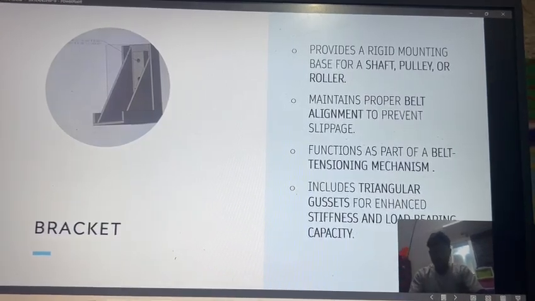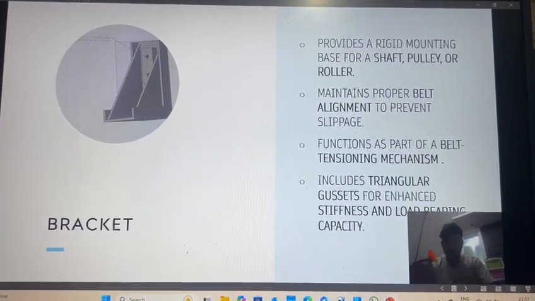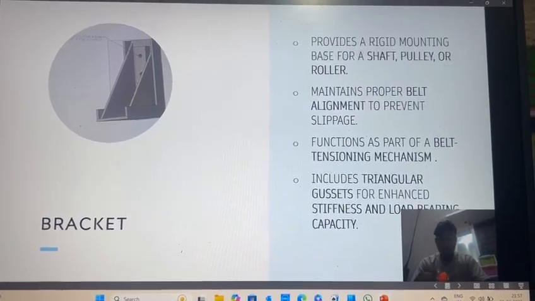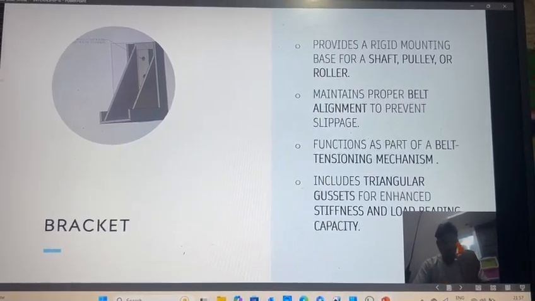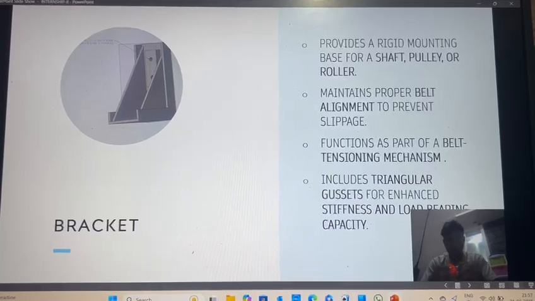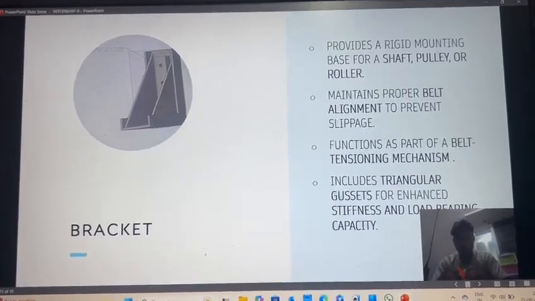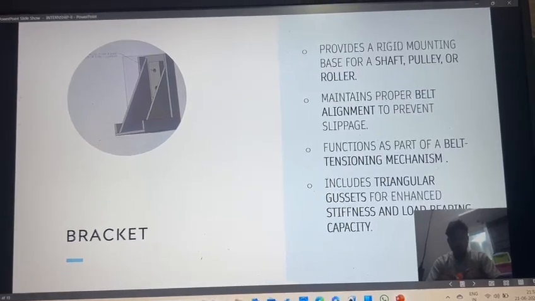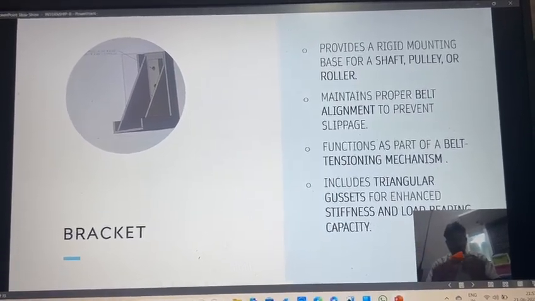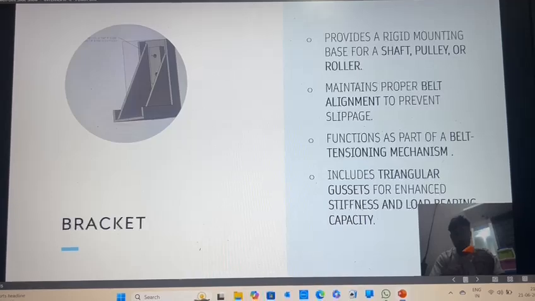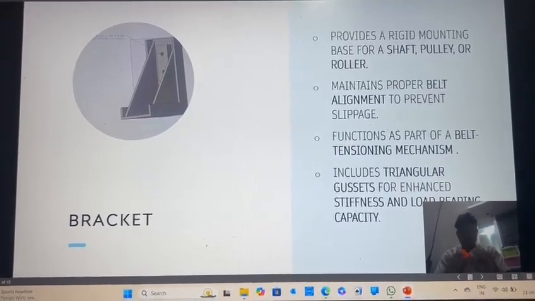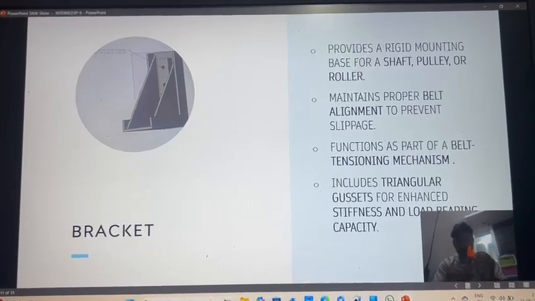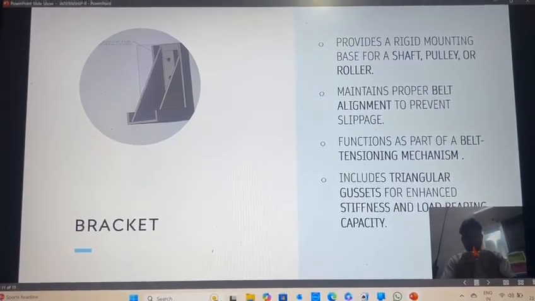It is the bracket. The bracket provides a rigid mounting base for the shaft, pulley or rollers. It maintains proper belt alignment to prevent slippage. It functions as a part of the belt tensioning mechanism. It has a triangular gasket and low retaining capacity.